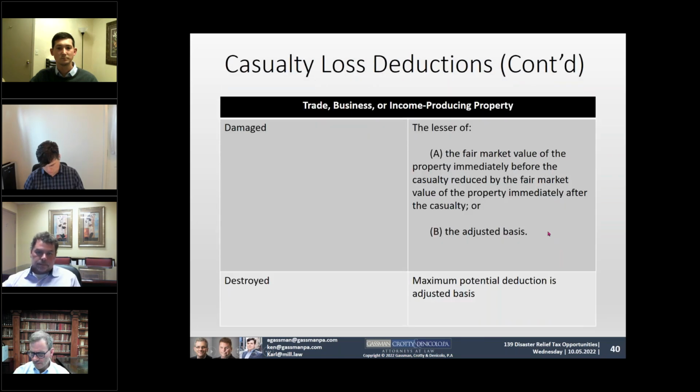All right, so we've got just a quick little slide here recapping, and again, this is just for trade or business. So if I have damaged property, the deduction is equal to the lesser of the fair market value immediately before the event, reduced by the fair market value immediately after the event, or the adjusted basis, whatever the lesser of those two is. And if it's destroyed, I get the greater of what my basis in the property was. If it's destroyed, I can get more than just the fair market value reduction if my basis is more, which is what you see there.